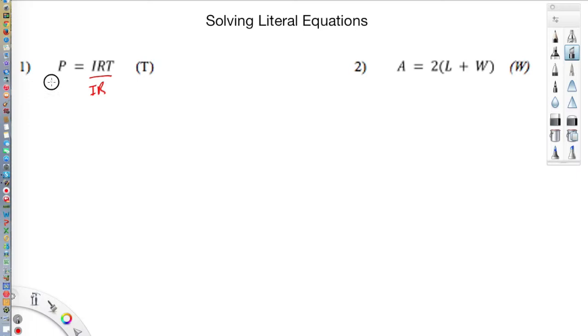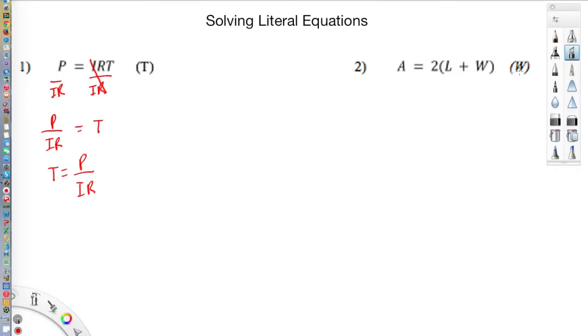And what I do to one side of the equation, I must do to the other. So I also have to divide P by I and R. And again, I'm using this fraction bar as my division bar. The I and the R will cancel out, and I'm left with T is equal to P divided by IR. And I can flip it around. I know some mathematicians are real sticklers about this. I want to solve in terms of T, so I'd say T, therefore, is equal to P divided by I and R.